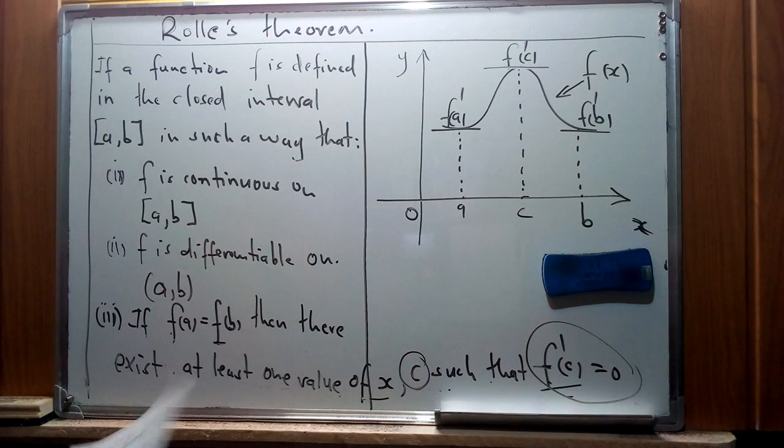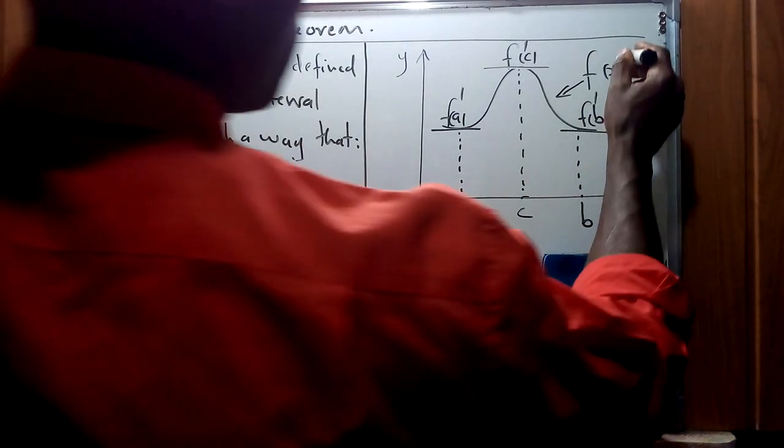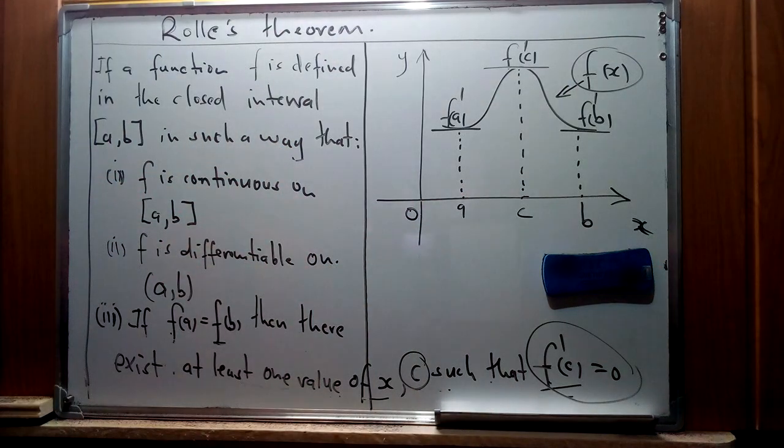From the above graph, we can see that the function f of x that I've illustrated is continuous on those specific points, and it's differentiable, so we can find a derivative at that particular point c.